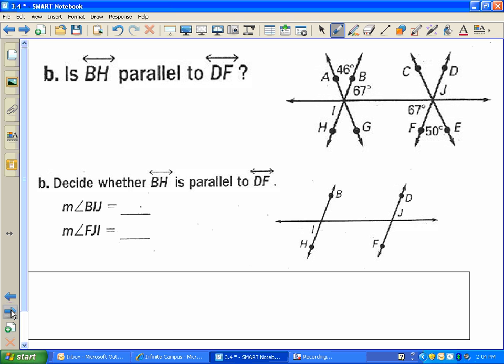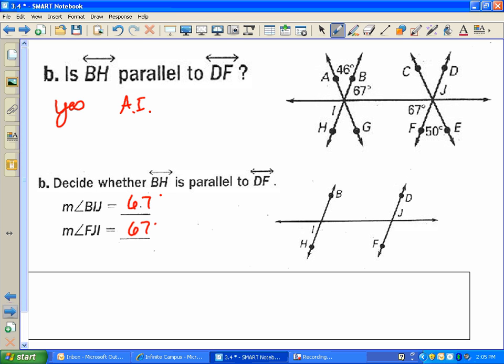Well, we just did that, right? BH and DF, and we said yes because there are alternate interior angles that are congruent. All right, so we're going to do the next one. Decide whether BH is parallel to DF. We already did that. BIJ was 67, FJI was also 67 degrees, and that's how we knew. Yes, because of the alternate interior angles.